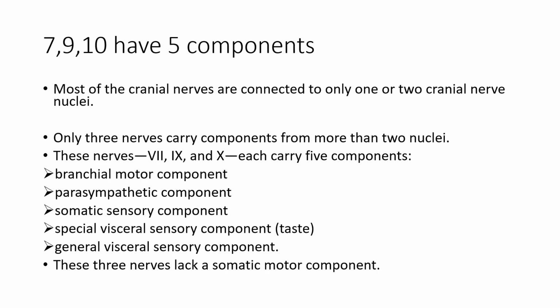7, 9, 10 have 5 components. So most of the cranial nerves are connected to only 1 or 2 cranial nerve nuclei. So only 3 nerves carry components from more than 2 nuclei. So what's going on here? So these nerves 7, 9, and 10 carry 5 components. So it's branchial, parasympathetics, which is your rest and digest, somatosensory, so body, special visceral, so taste, 7 and 9, remember our taste. 10 has a taste component to it as well, slight. General visceral sensory component, so internal organ sensory, and these 3 nerves lack a somatomotor component.